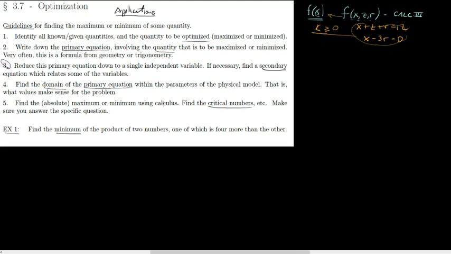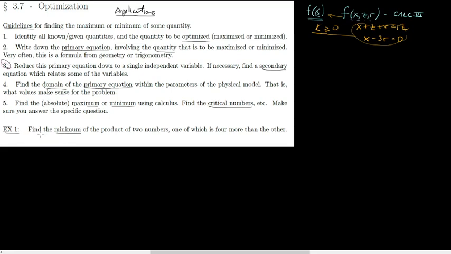If you get more than one, you have to figure out which one's the maximum, which one's the minimum, and then, in this problem here, we want the minimum, right? So you can ignore any maximums, right? And then just make sure you answer whatever question they're asking here, right? All right, so that's what you should be thinking about when you're doing optimization problems, right? So now we get to our first example.